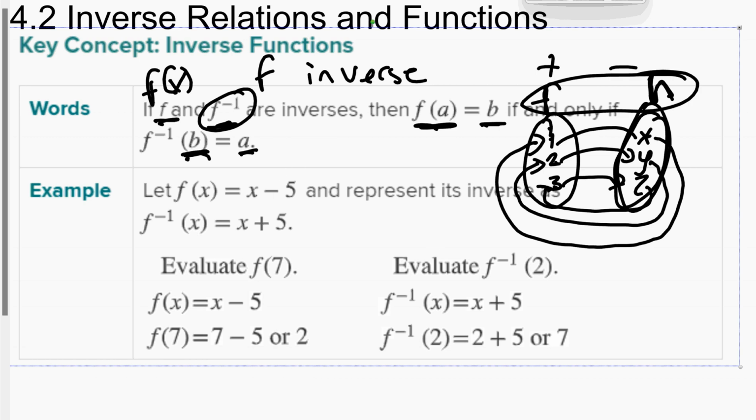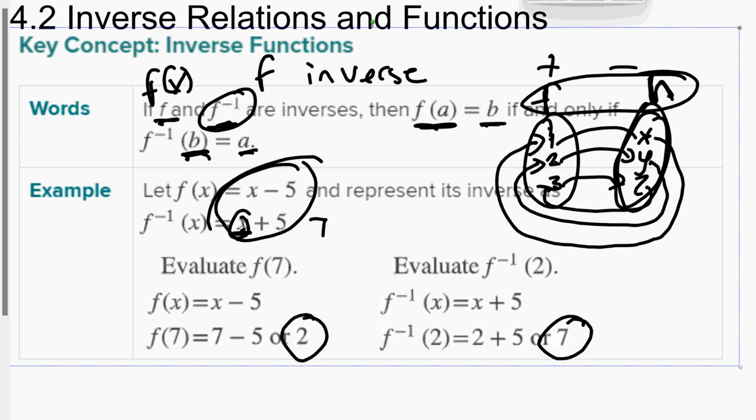For example, x minus 5 and x plus 5, those would be inverses because I could plug any number in. Say I plug in 7 into f, I would get 2, right? And then I take that answer and I plug it in this one. I plug in 2 here and I get 7. So I got back to my original 7. That means these two functions are inverse functions.